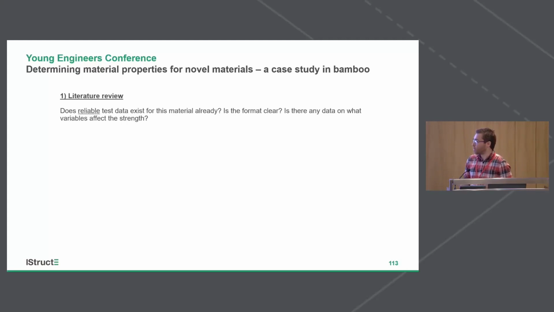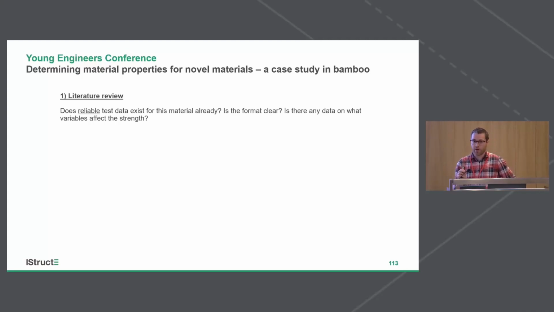First thing I'd always recommend is a simple literature review to think about, does reliable test data exist for this material already? Is the format clear? Is there any data on what variables affect the strength? So the first question is, does reliable test data exist for this material already? That's really important. There's a lot of very good publications out there, and one can look at that. One can do a simple Google search and then look at more academic papers to see what test data exists.